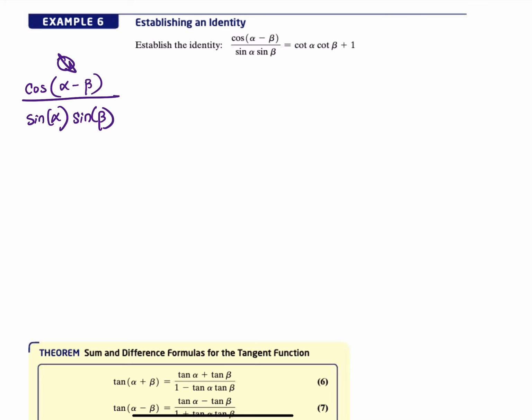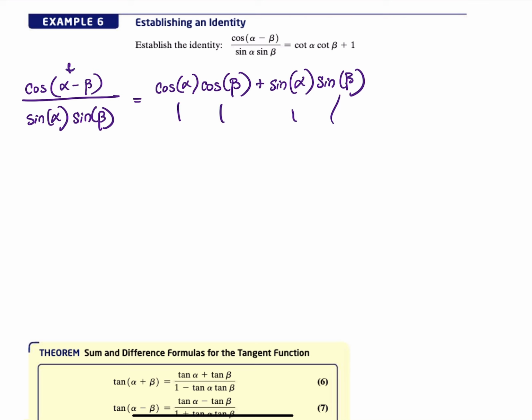So let's use our new identities to expand out the numerator. Cosine of alpha minus beta will be cosine of alpha cosine of beta plus the sine of alpha times the sine of beta. Cosine angle subtraction, cosine, cosine, sine, sine, and it's a minus which becomes a plus in between. That's how I recall. And our denominator will keep the same. So over sine alpha, sine beta.